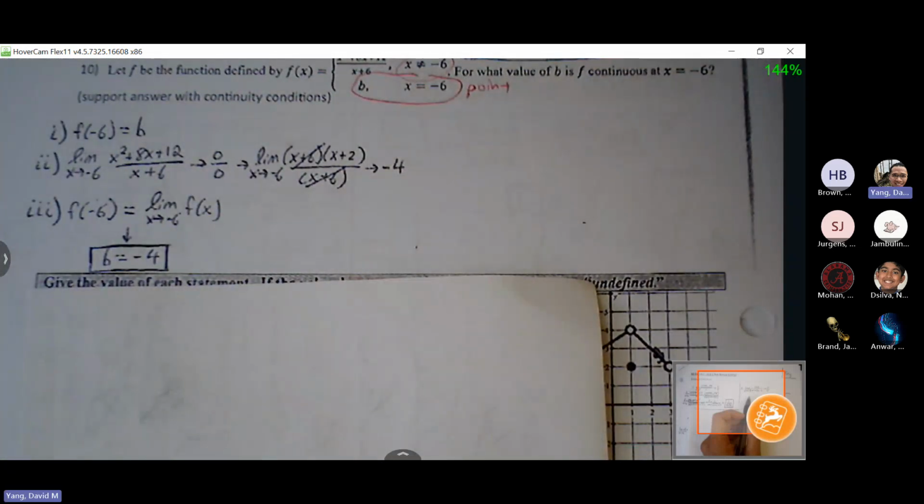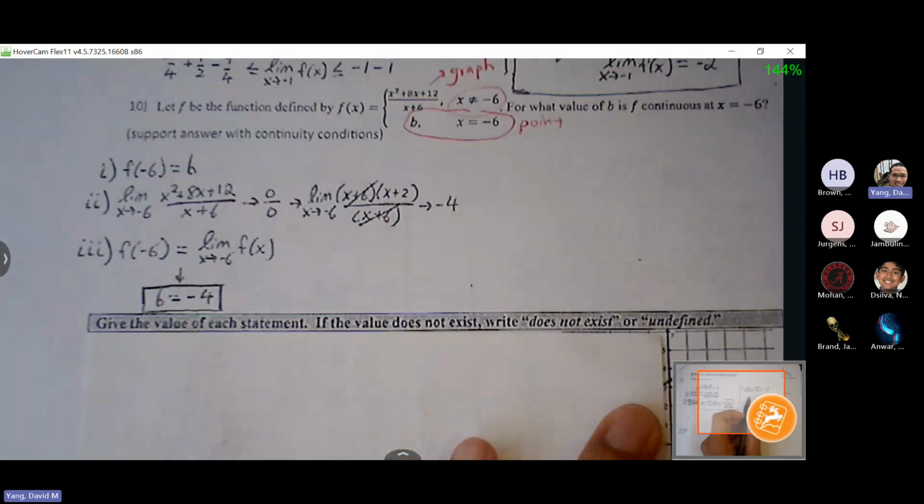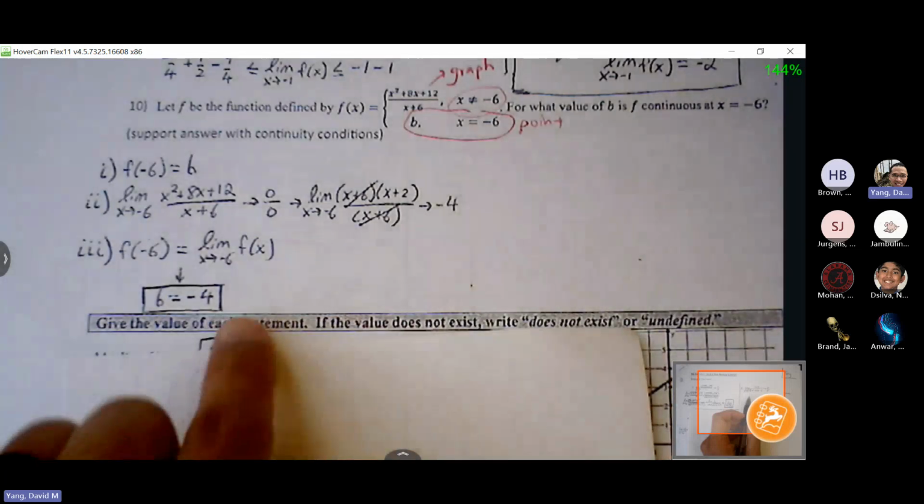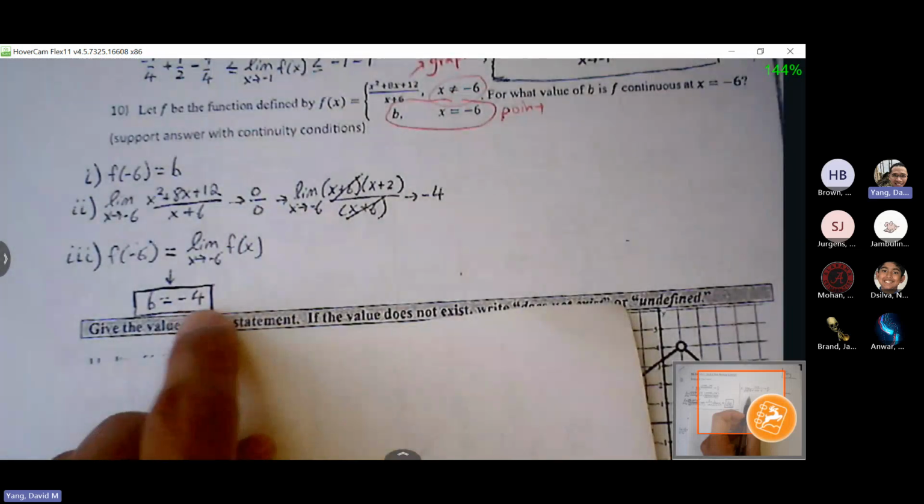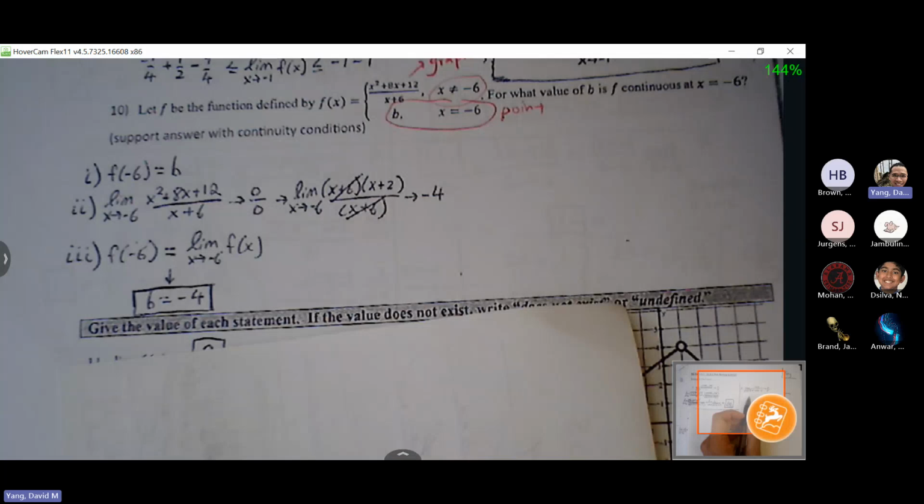So we're not creating anything new. We're just following the continuity condition, and we want all three statements to be true. And in order for that to occur, we're able to solve for b without even really trying. We're just going through our conditions.